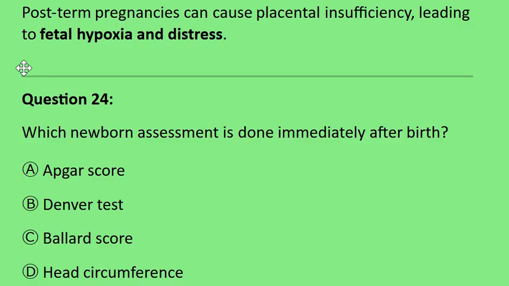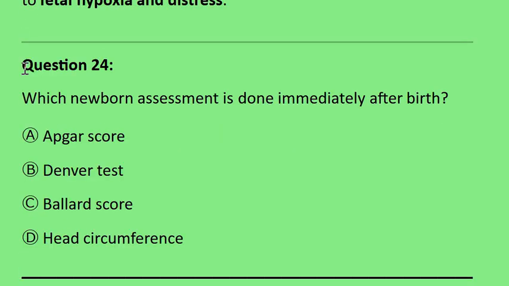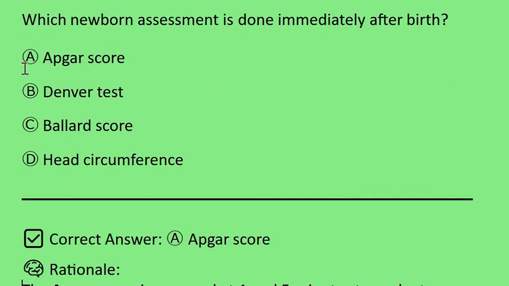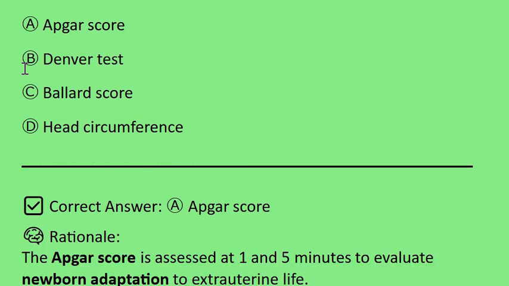Question number 24. Which newborn assessment is done immediately after birth? I will say most important question again for the maternity and child nursing module of nursing. So for this question, the correct answer is option A, Apgar score.